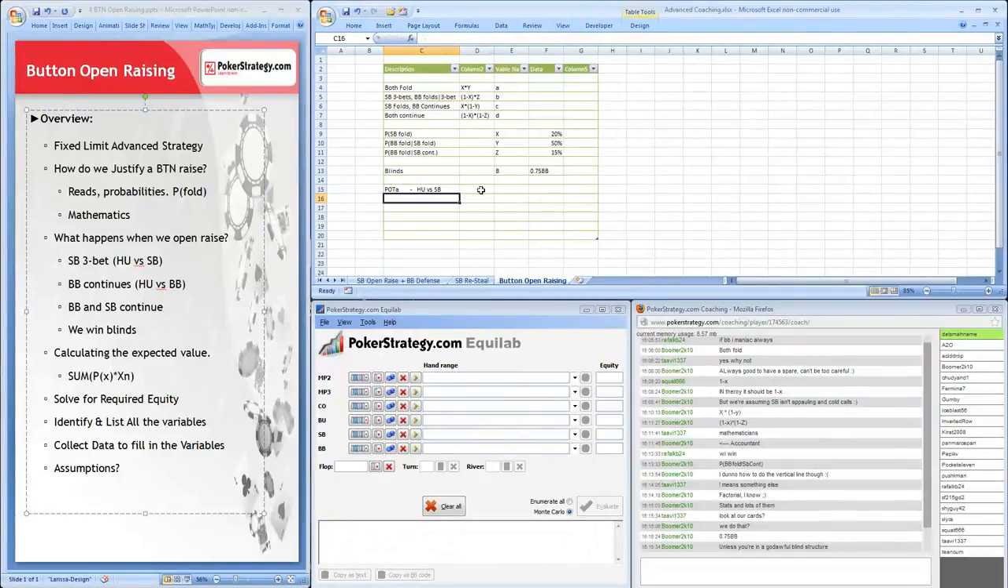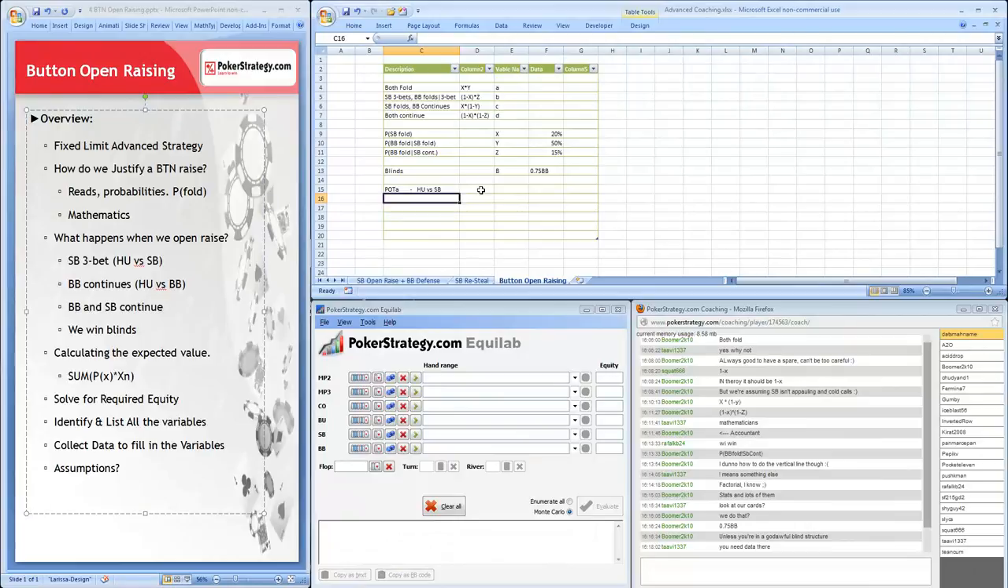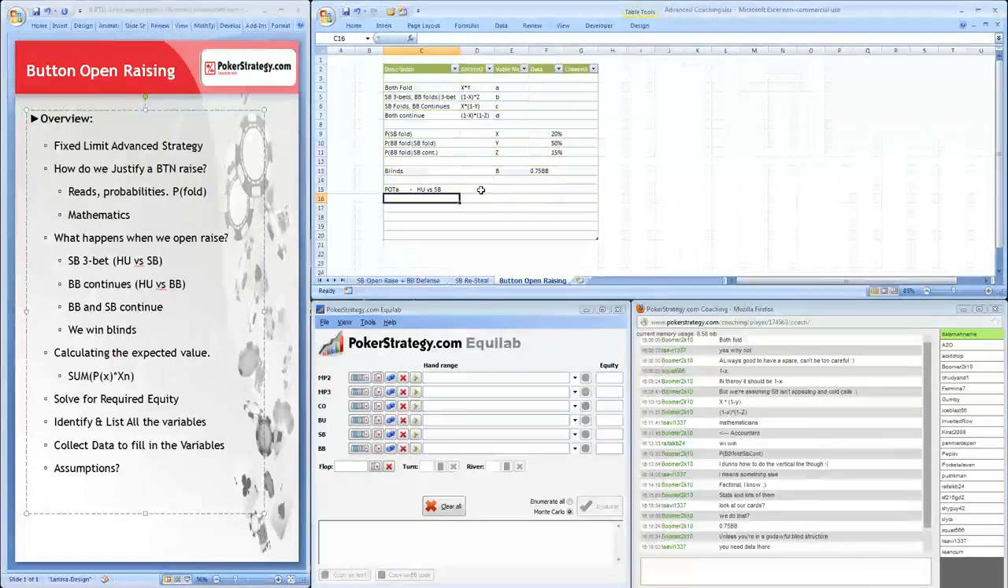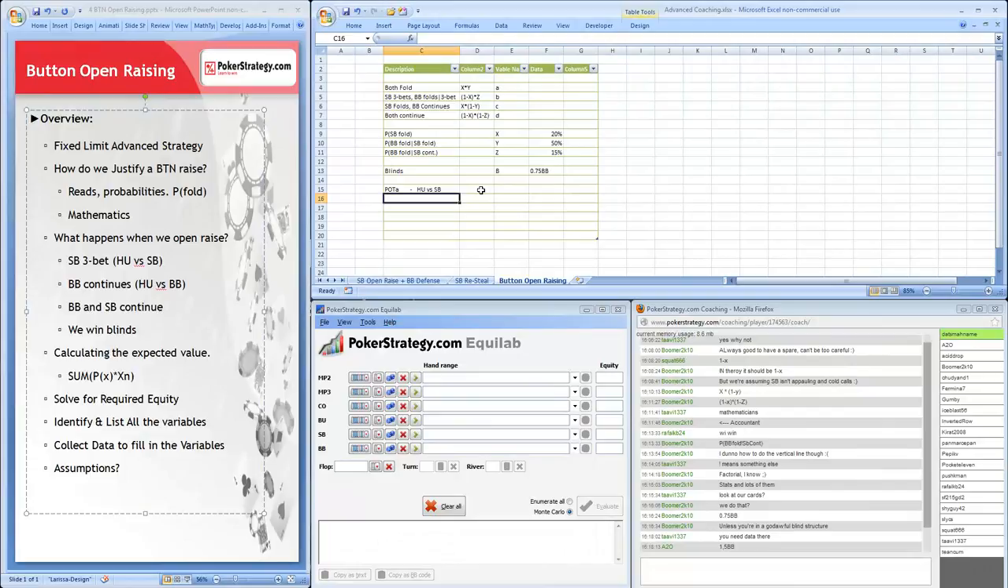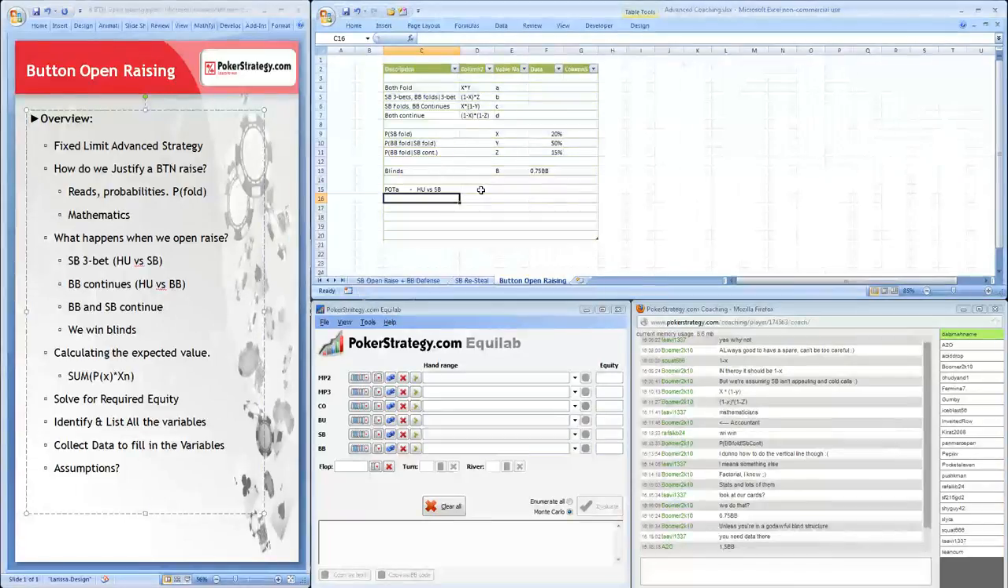Anybody have any ideas? You need data there. Yep, we're probably going to need some data for sure. But our payoff is the pot, right? Whatever the average pot is. In situations where we win the pot, that's our payoff.